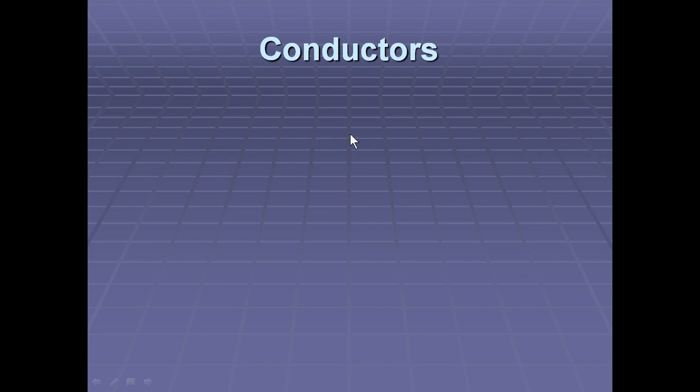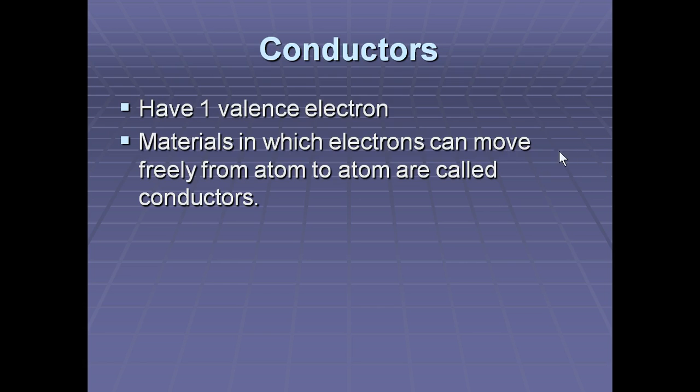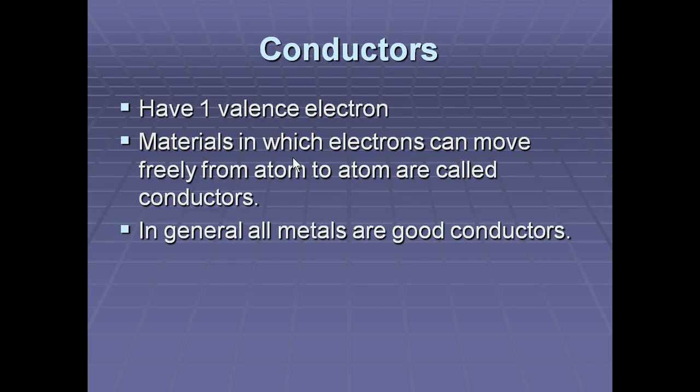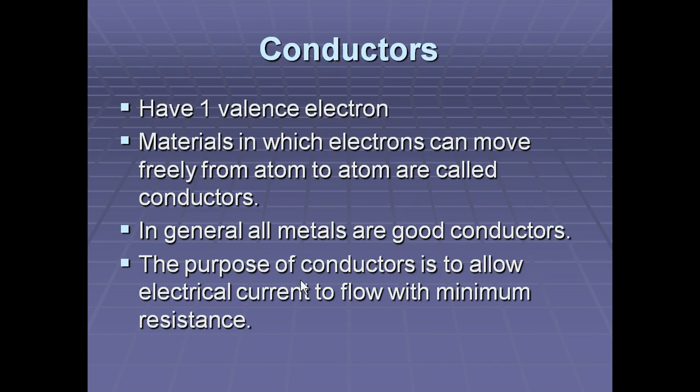What are conductors? They have one valence electron, that means one free electron. Materials in which electrons can move freely from atom to atom are called conductors, because they can move with the electric charge. So in general, all metals are good conductors. The purpose of conductors is to allow electrical current to flow with minimum resistance. Resistance is, as the name suggests, resist. It tries to stop the current.